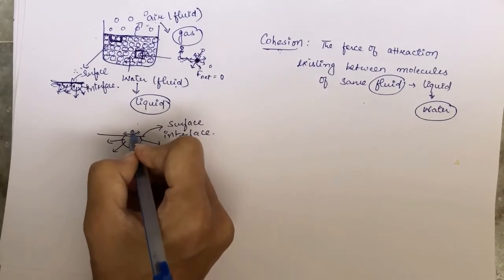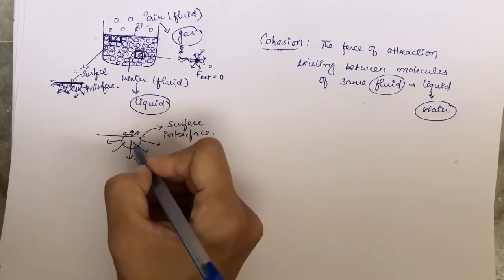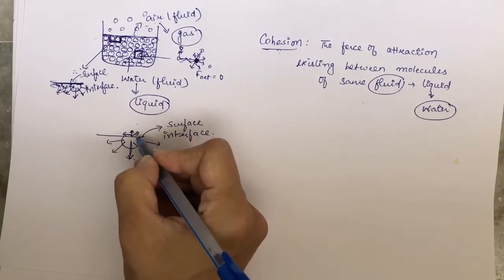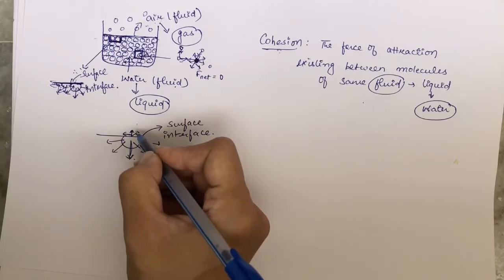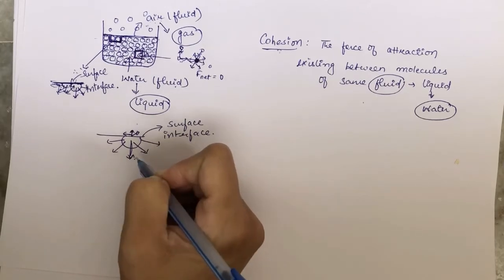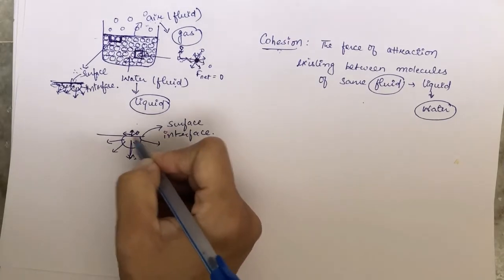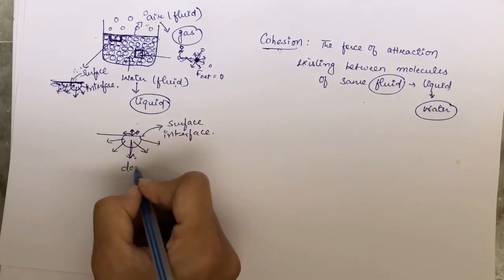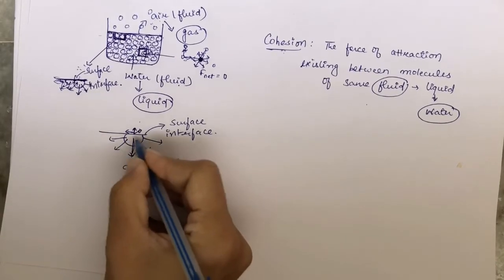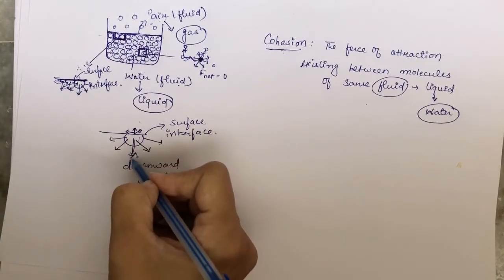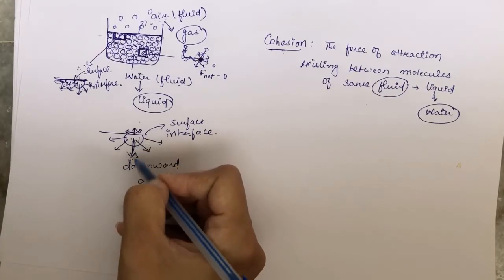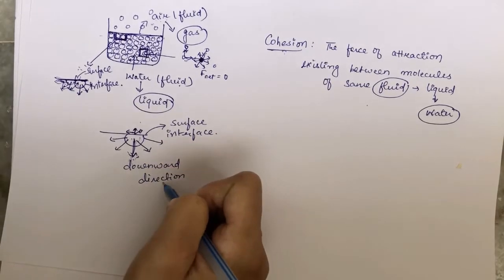Okay, so here as you can see, I have drawn some very small arrows as compared to the big one. This indicates that the attractive forces by the molecules of air are very less as compared to the attractive forces by the molecules of liquid, as a result of which the resultant will be in the downward direction, right? Because the maximum forces are acting in the downward direction, the resultant will also be in the downward direction.